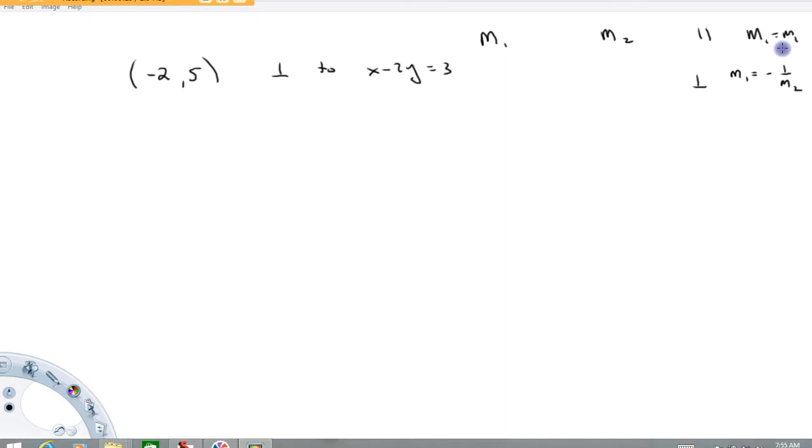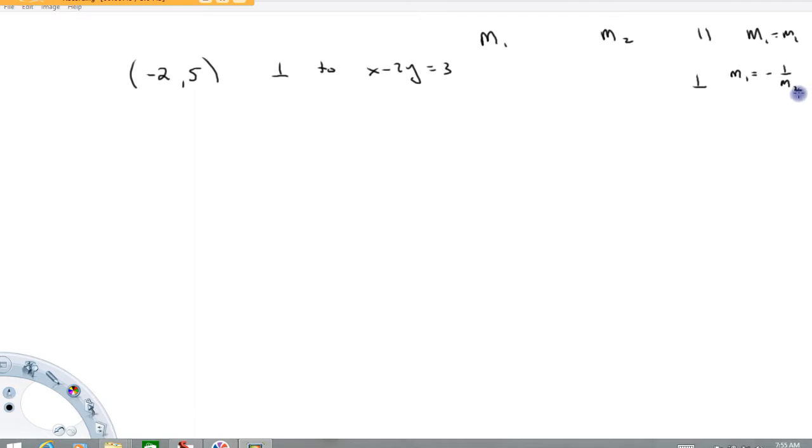Another common type of question that comes up is when slopes are perpendicular. This is the symbol for perpendicular. And when slopes are perpendicular, that means they differ in sign and they're reciprocals of one another. So if I have a slope M1, it's equal to minus 1 over M2. Or you could write that M2 as minus 1 over M1.